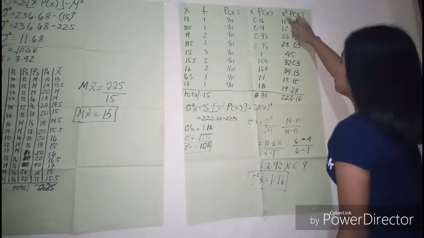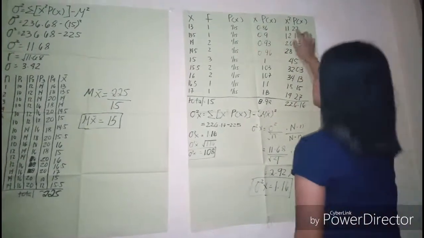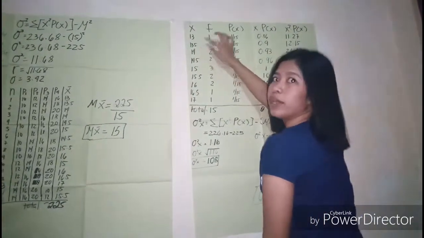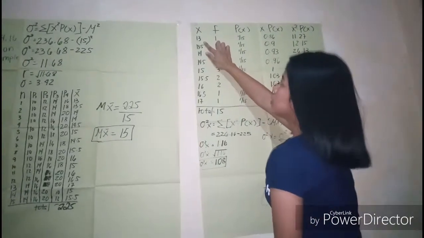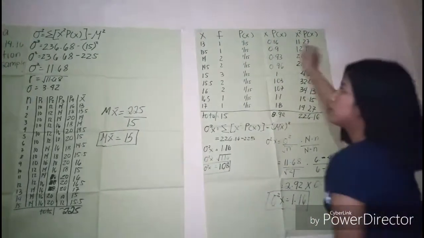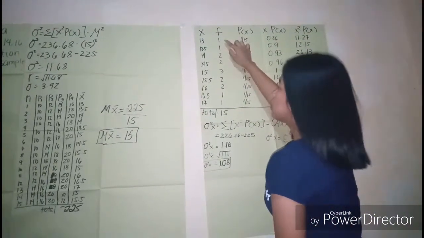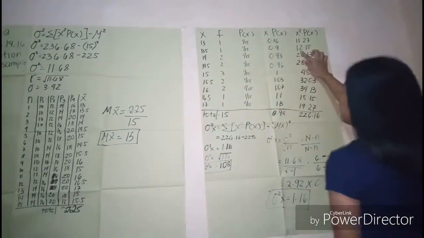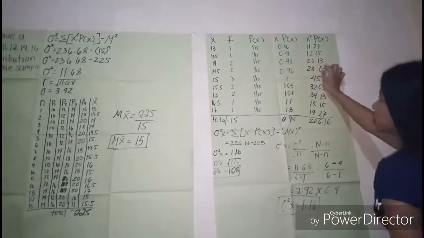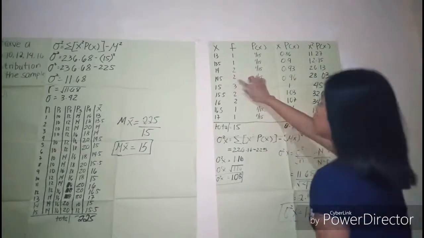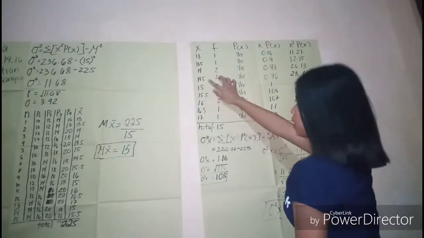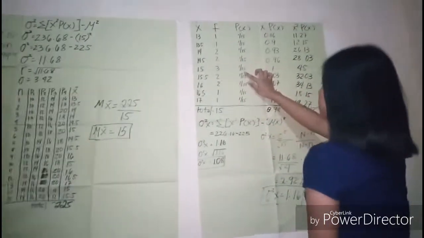Then yung x squared times p of x, makukuha natin ito, the same lang, pero lalagyan lang natin ng square. Yung 13 squared times 1 divided by 15 is 11.27. 13.5 squared times 1 divided by 15 is 12.15. 14 squared times 2 divided by 15 is 26.13. 14.5 squared times 2 divided by 15 is 28.3. Then 15 squared times 3 divided by 15 is 45.